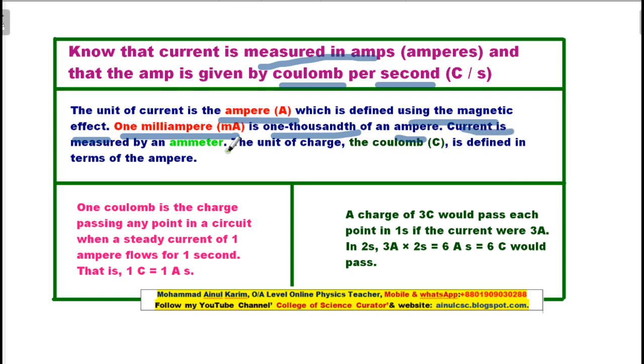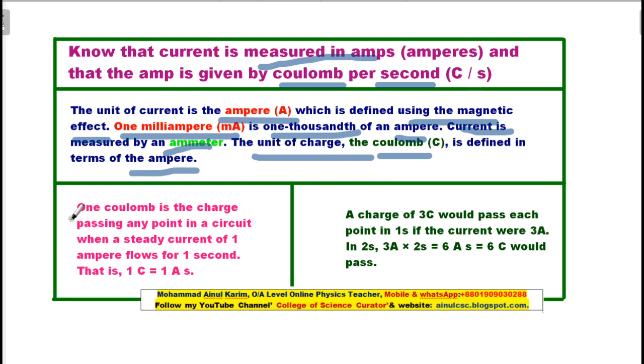Current is measured by an ammeter. An ammeter is a device that we can use to measure the current. The unit of charge is the coulomb. The symbol of charge is C, which is defined in terms of the ampere.